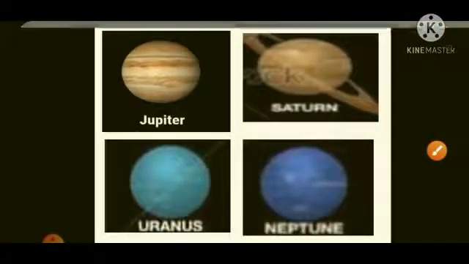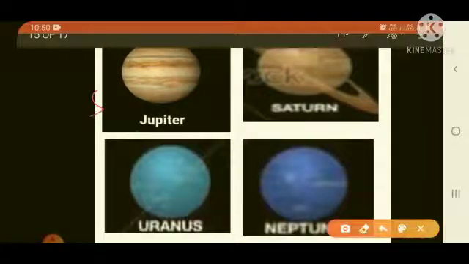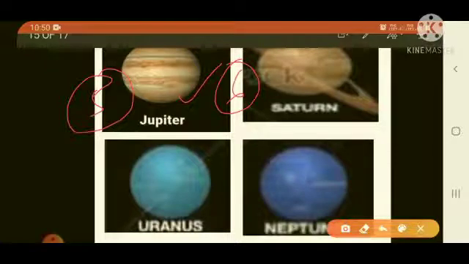Next, fifth one, Jupiter. Jupiter is the largest of all planets. Next, sixth one, Saturn. Saturn is the most beautiful planet because of its spectacular ring system. It has a dense ring around it.